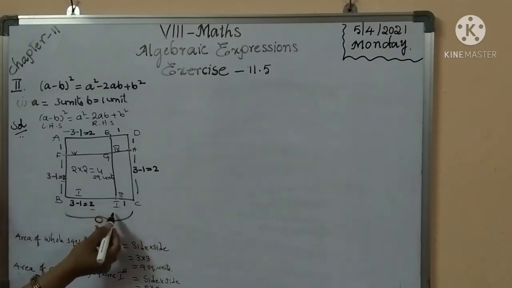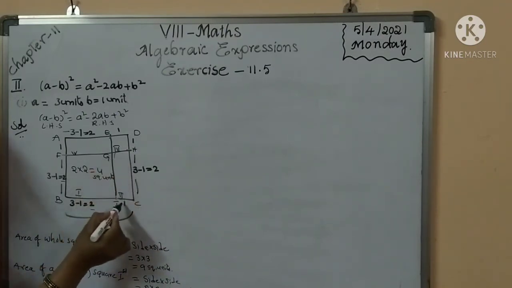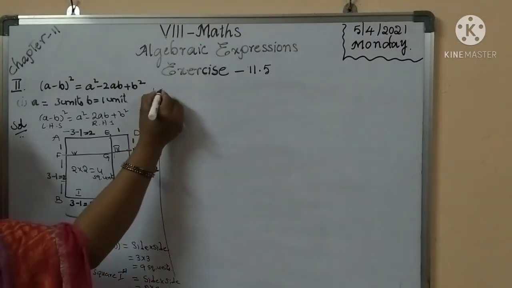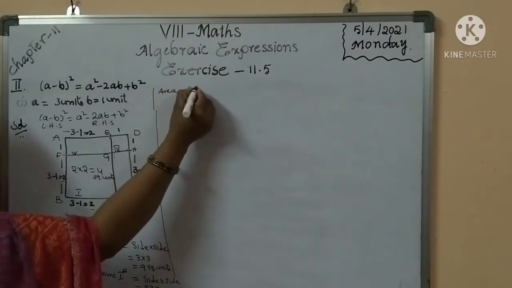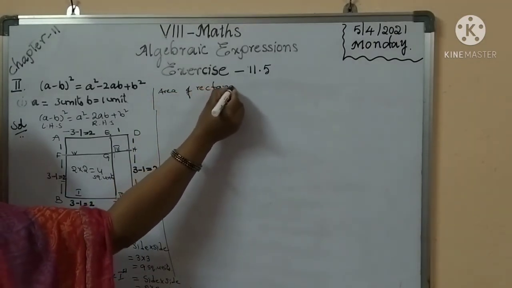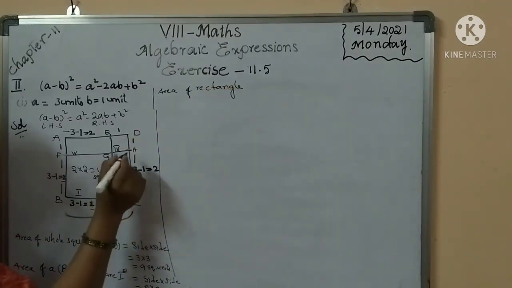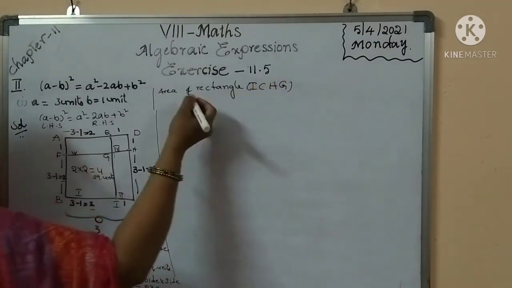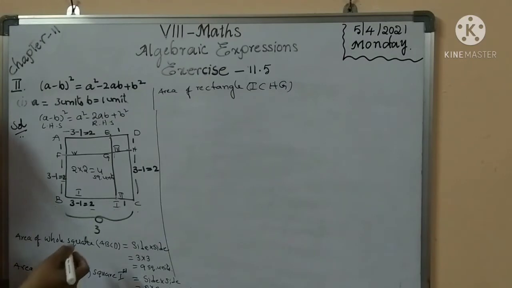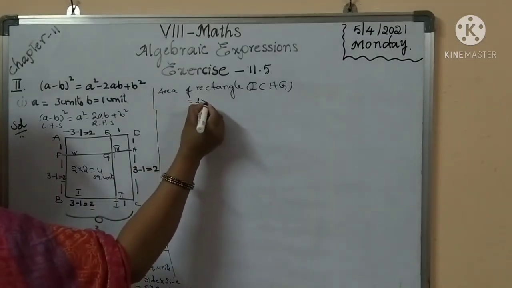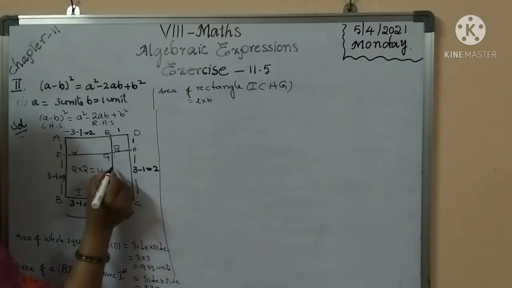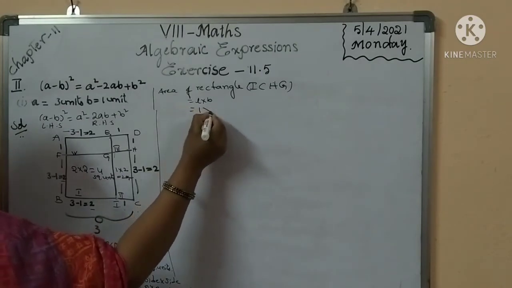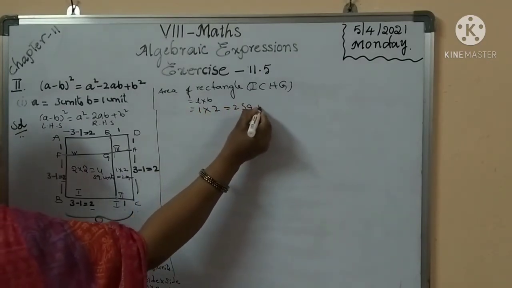Okay. Next, the area of the second region. The figure is a rectangle shape. So now write the area of rectangle ICHG. What is the formula? Length into breadth. So here 1 into 2 equal to 2 square units.